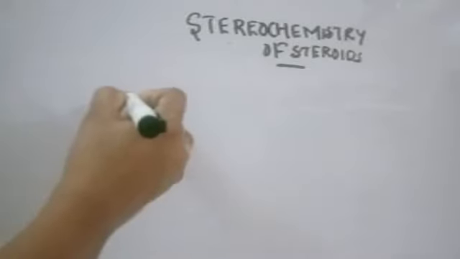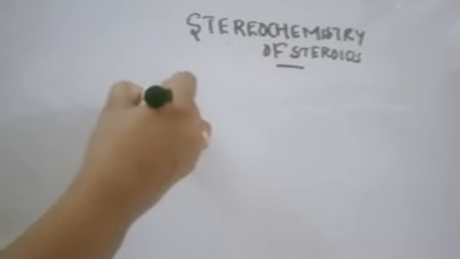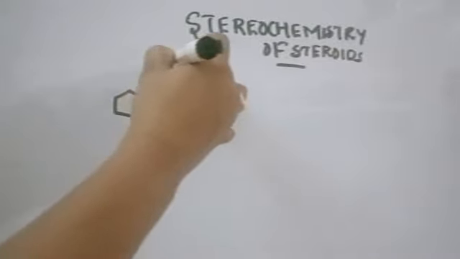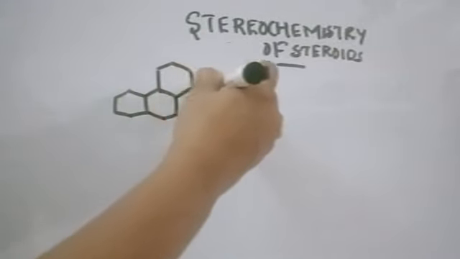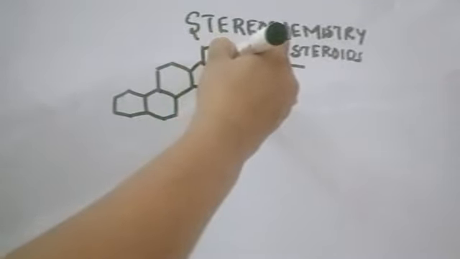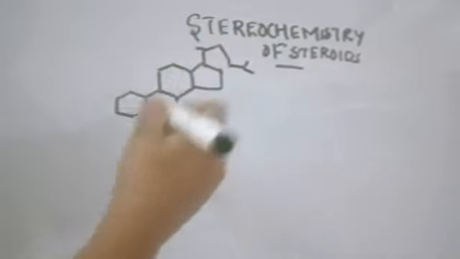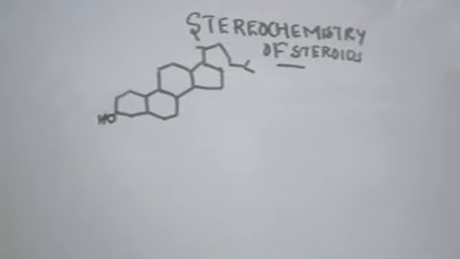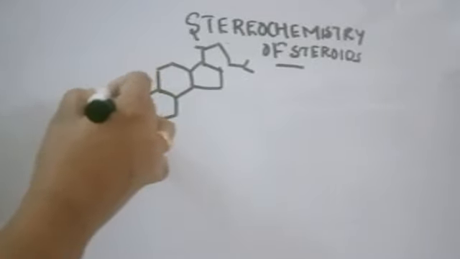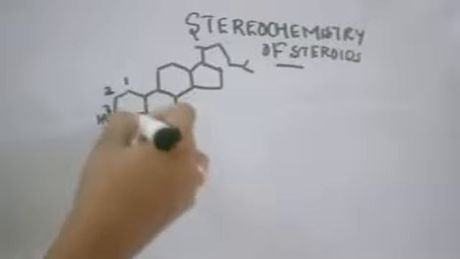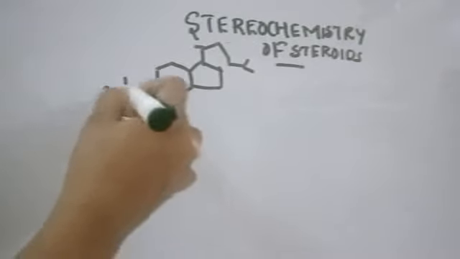In general, if we are drawing a sterol, for example, it is a cholesterol structure with a hydroxyl group. Steroids with hydroxyl groups are called sterols. We know the numbering starts from 1, 2, 3, 4, 5, completing a cyclohexane ring.